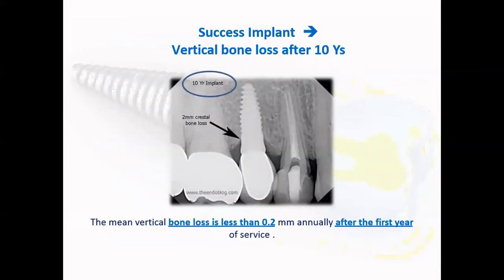You can see a radiograph of the implant where the implant is successfully placed inside the bone, a 10-year-old implant, and we can see minimal bone loss in the cervical region, which usually happens in the initial period. After that, there will be no bone loss seen.